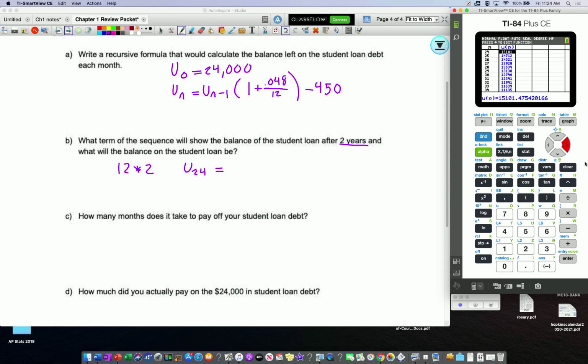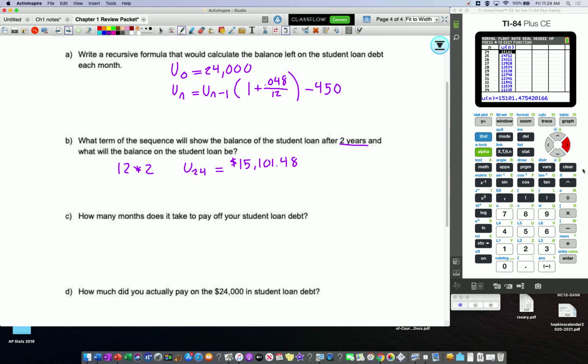Still, after paying that college debt for 2 years, I've taken off a large chunk, but I still owe $15,101.48. If you're wondering where am I getting the cents from, again, look down here, round it to the nearest penny. And yes, the banks will keep you to the nearest penny. All right, how many months does it take for you to pay off your student loan? Wow, if I look at this, okay, and you think, oh my goodness, how am I going to actually find that number? Where should I even start?